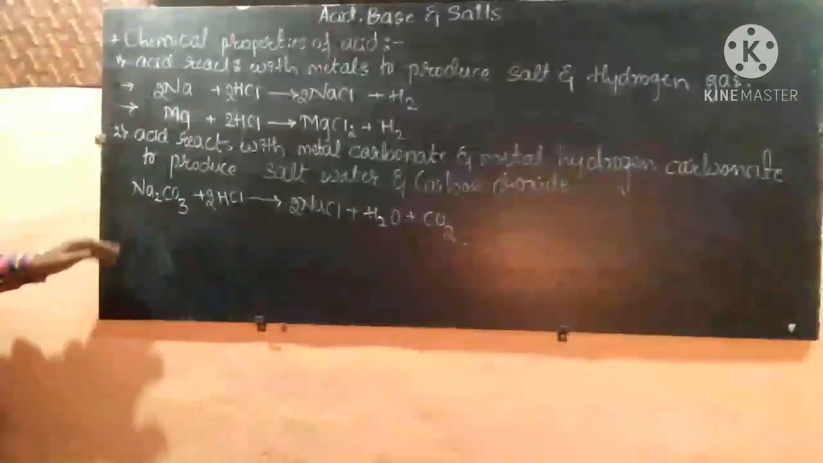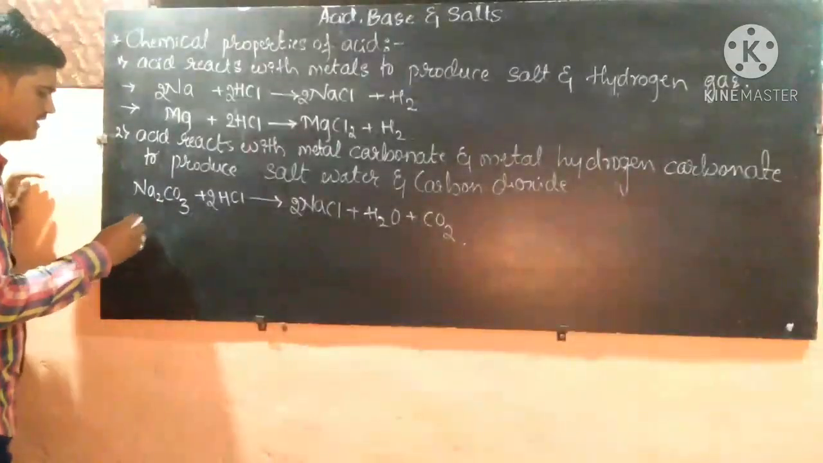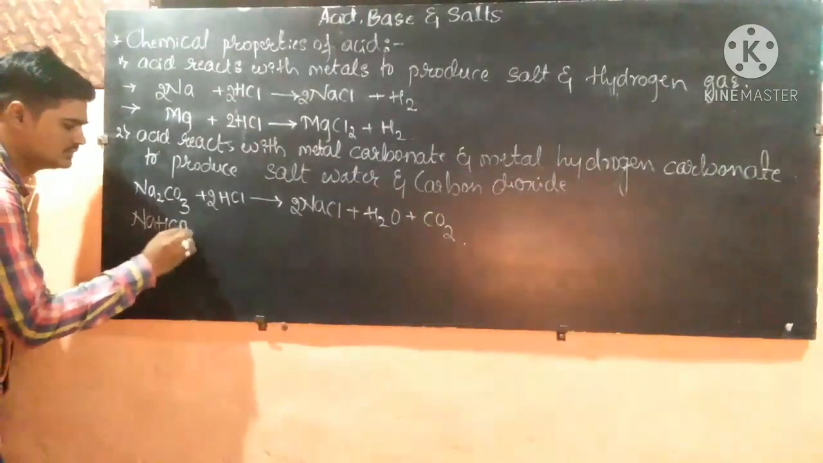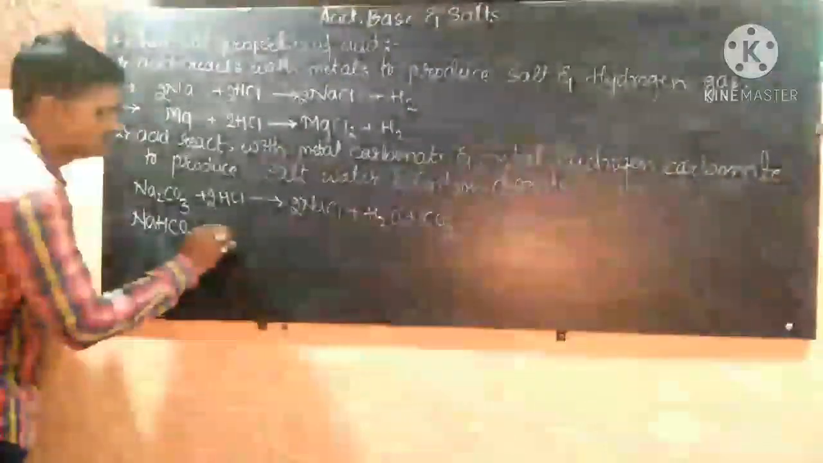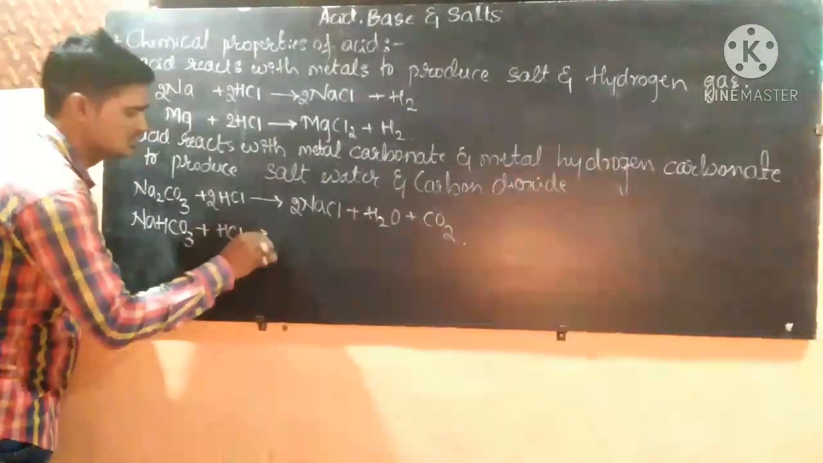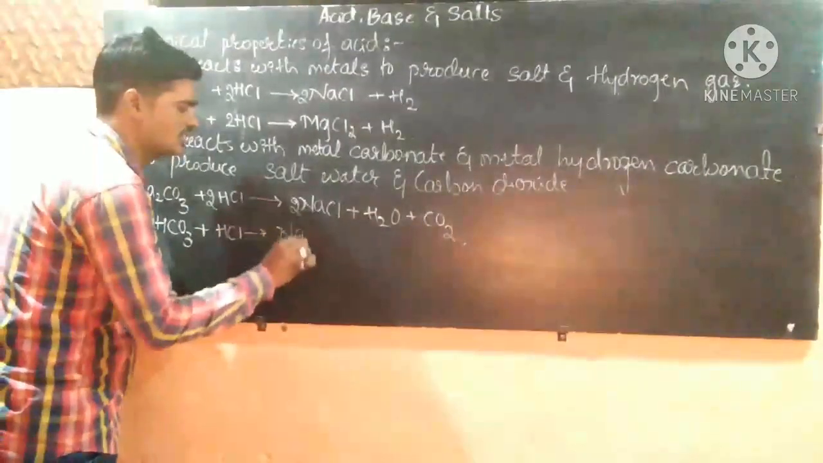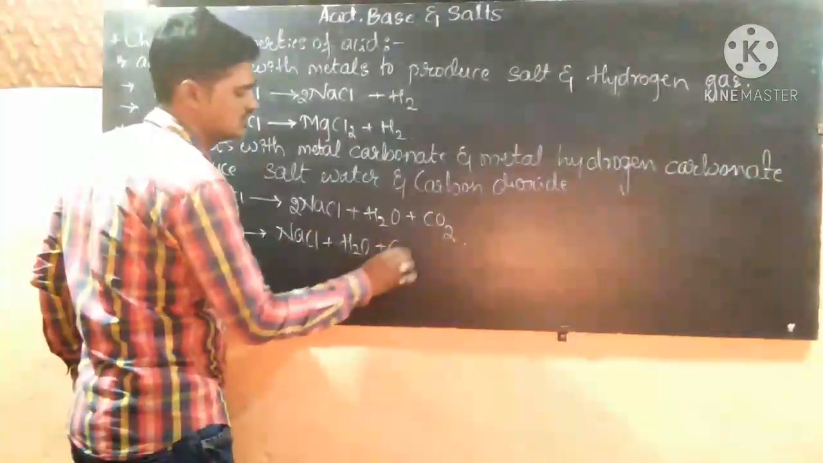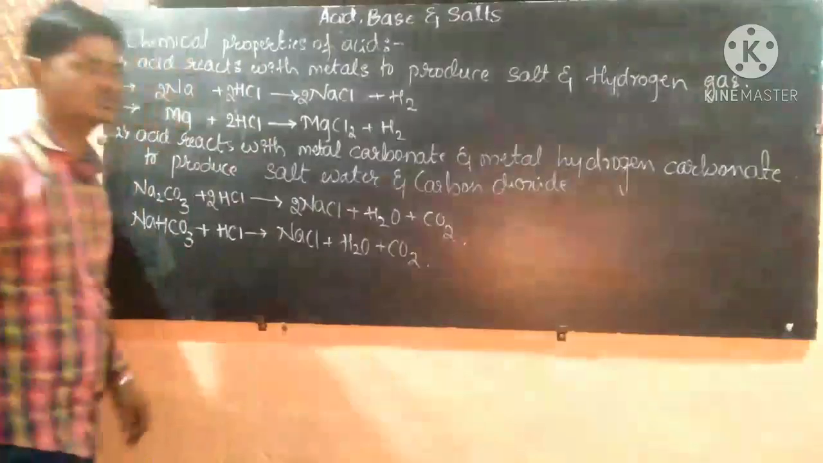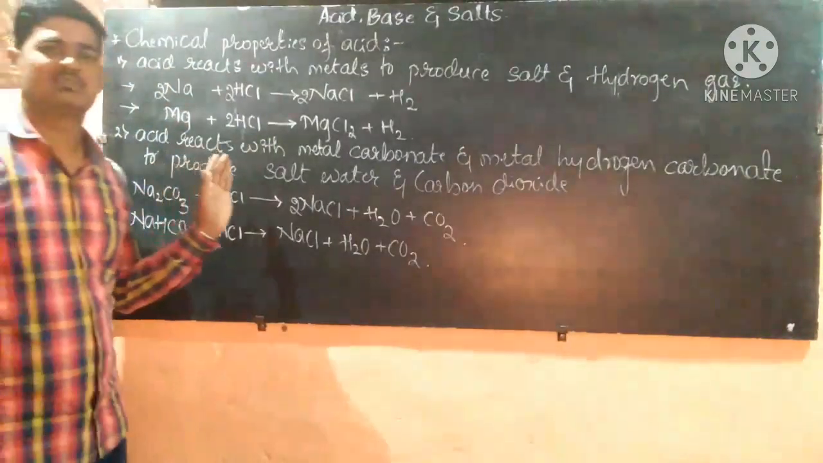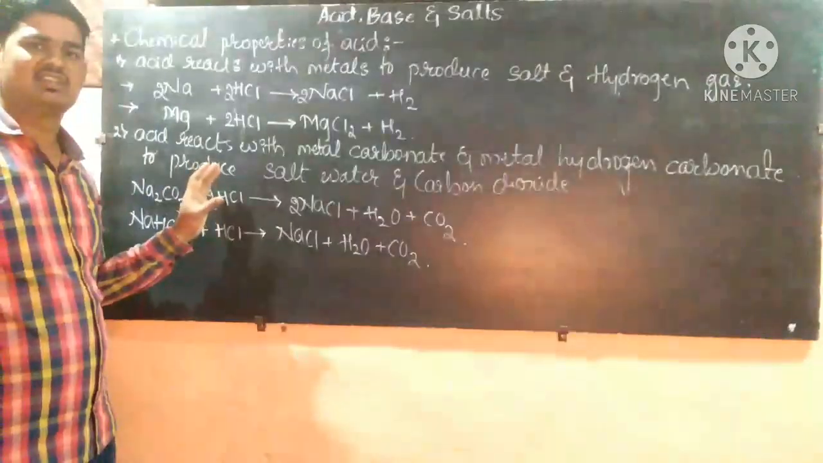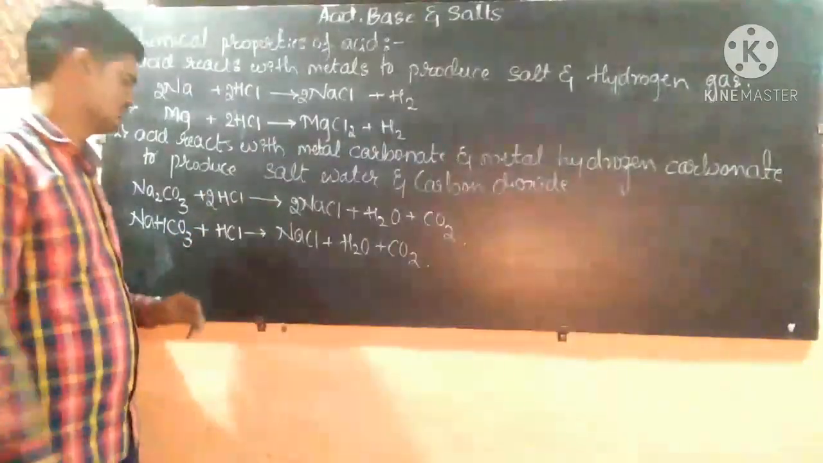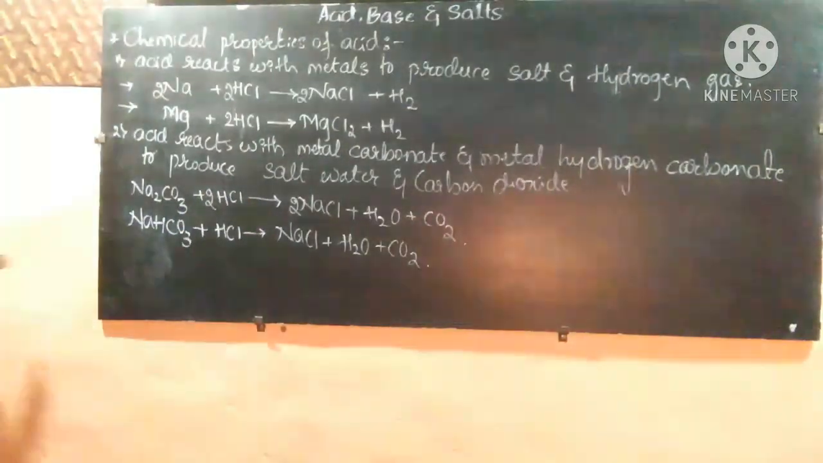And we will take another example, that is sodium hydrogen carbonate. Metal hydrogen carbonate we will take NaHCO3 and we will add hydrochloric acid. We will get sodium chloride plus water plus carbon dioxide. So this is the example for the chemical reaction between acid and metal carbonate and metal hydrogen carbonate. So move to the next.